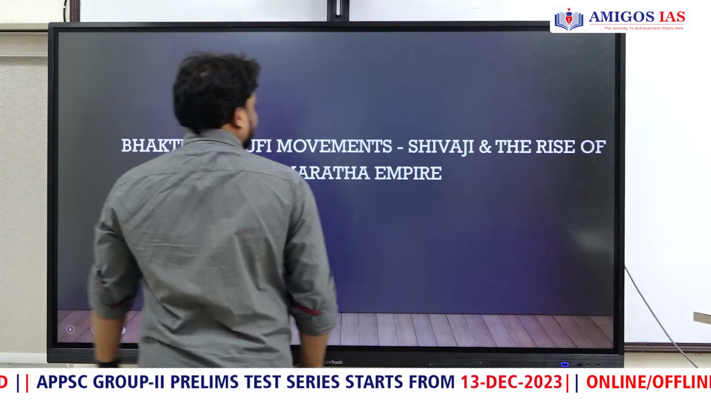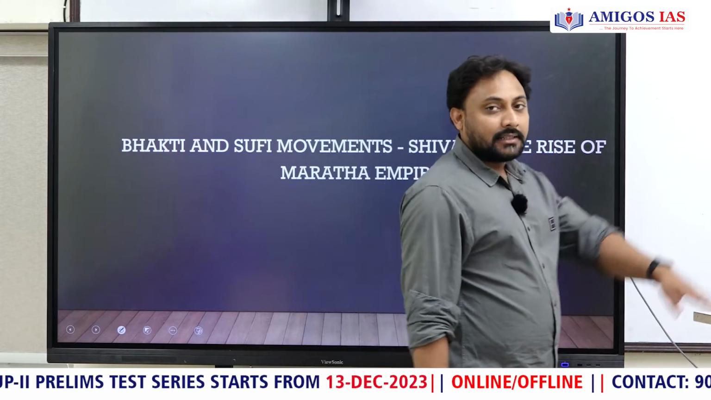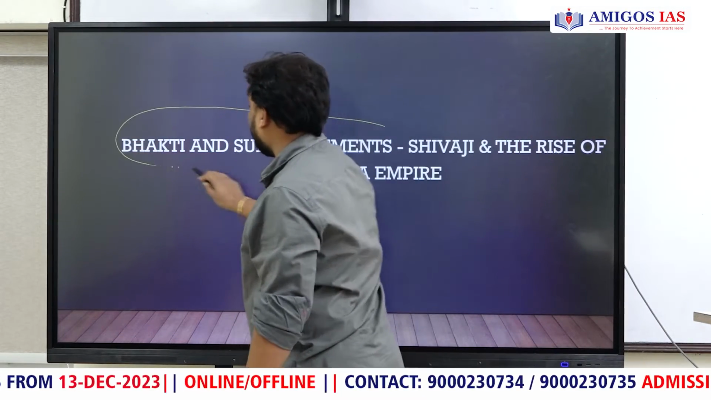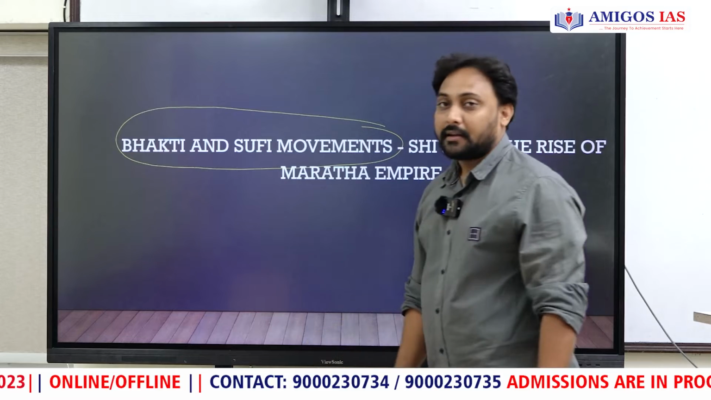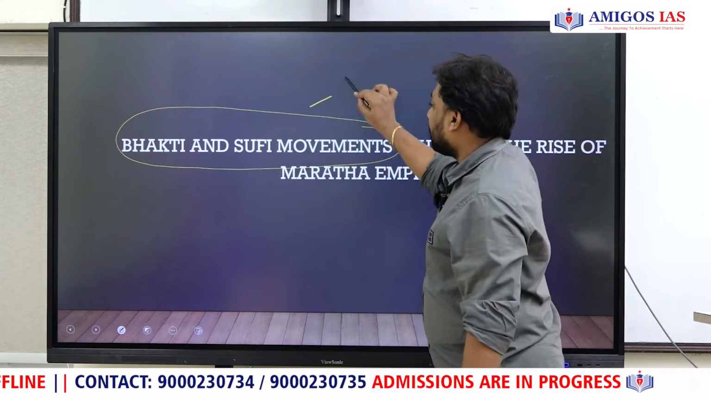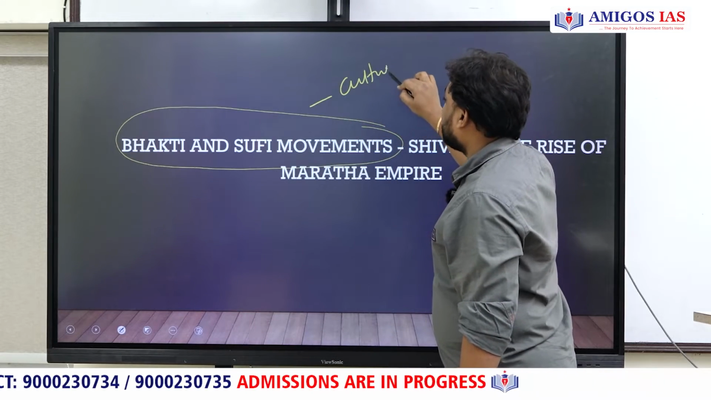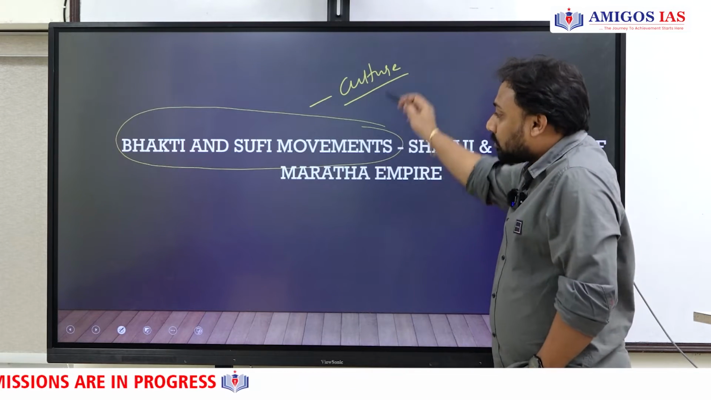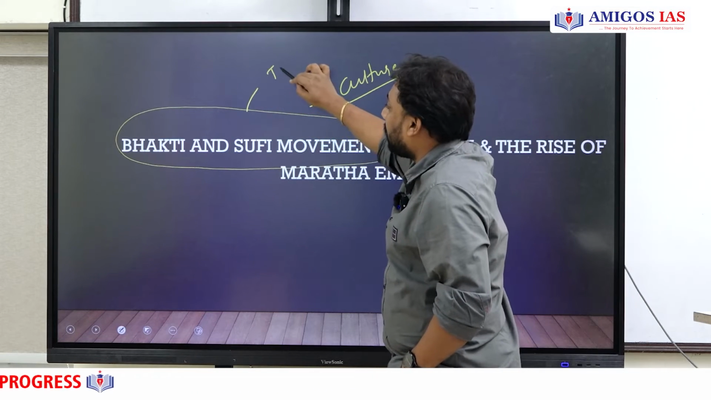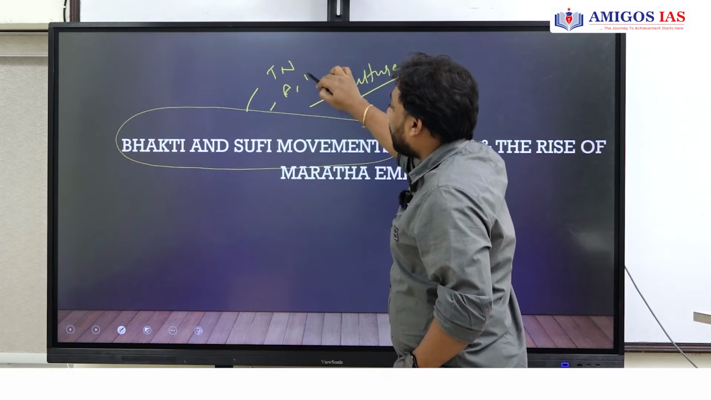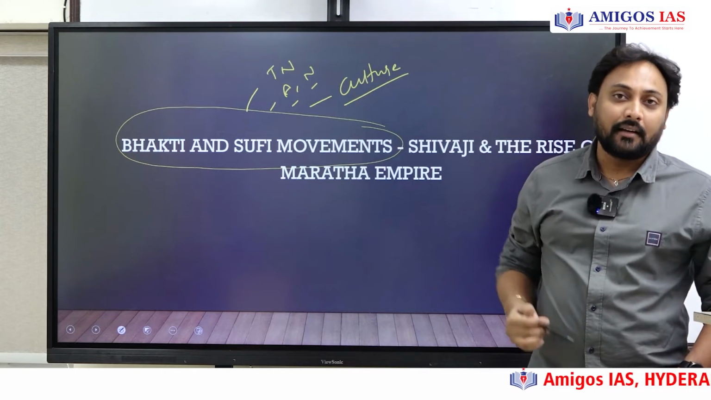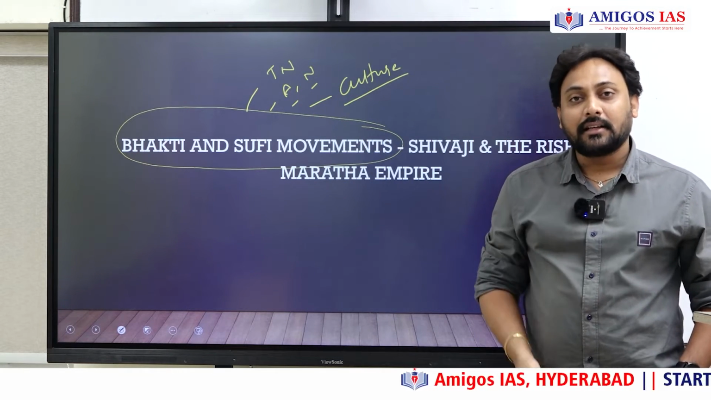Understand? And the Bhakti and Sufi movements and the rise of the Maratha Empire. This is the most important cultural topic in the entire medieval India. Medieval culture is based on the Bhakti and Sufi movements. Bhakti movements first started in Tamil Nadu with Alvars and Nayanars, and from there they spread across the country. Mirabai in Rajasthan.